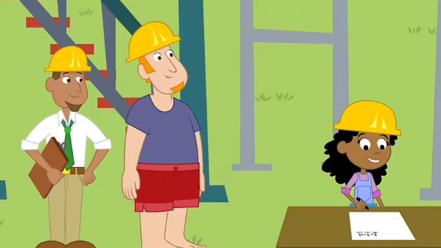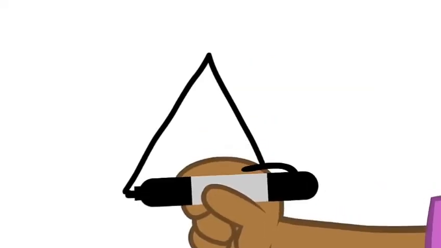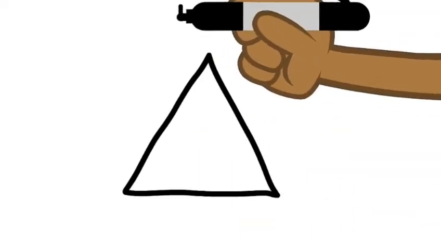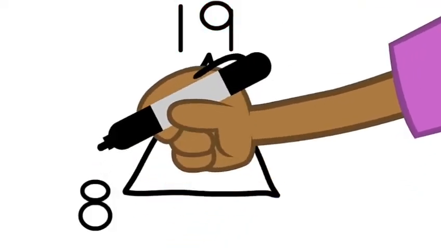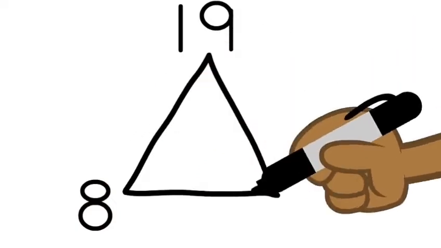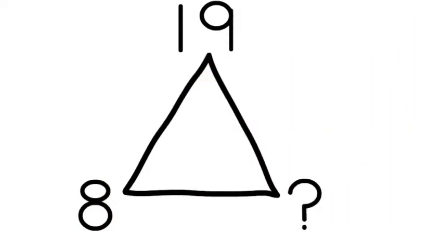Now let's solve it. One strategy for solving number sentences is to use a number family. 19 goes at the top because it's the biggest number. 8 goes in the bottom left corner. And a question mark goes in the bottom right corner.